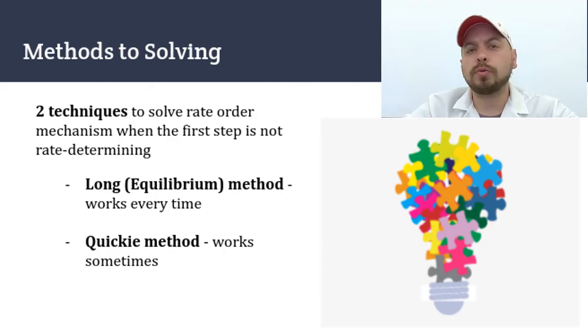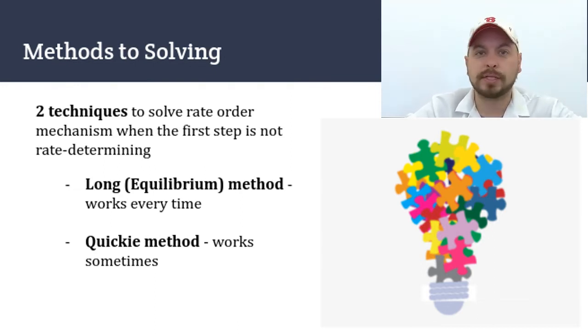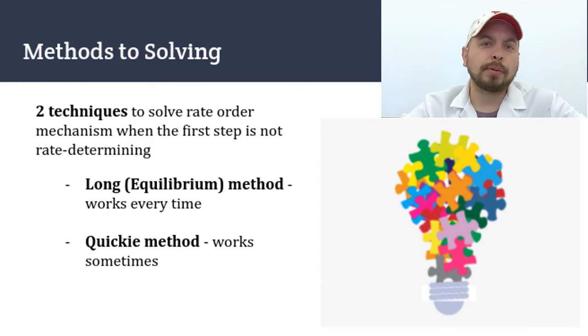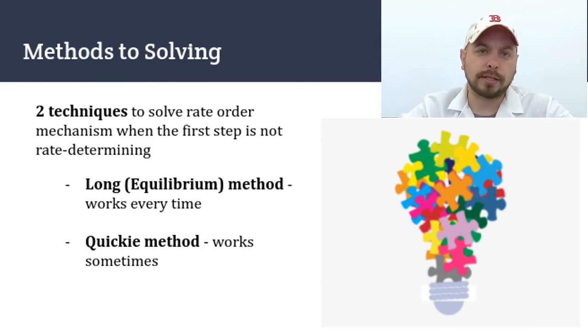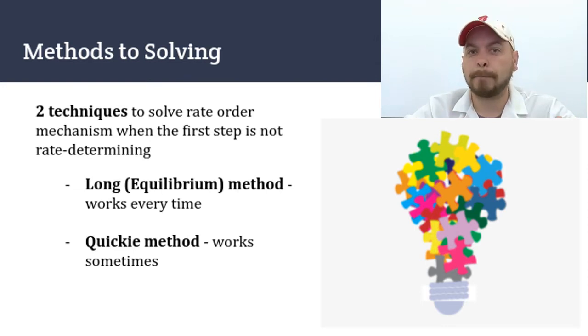There are really two techniques to do this. I'm going to first show you the longer form technique. And the reason I'm going to show you that first is because it works every time. I will then show you what I call the Quickie method. And that works, I would say, probably about 90 to 95% of the time, which means it's really helpful because it's much, much faster, but it could also get you in a pickle if you don't know when and how to use it. So we're going to start by looking at what I call the equilibrium method.